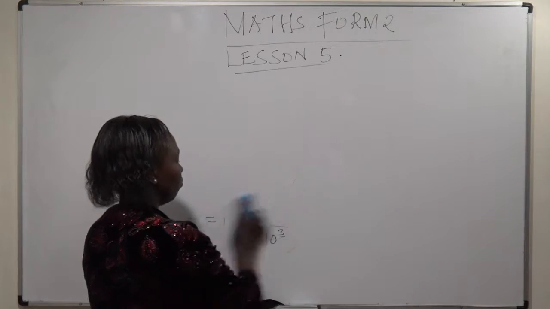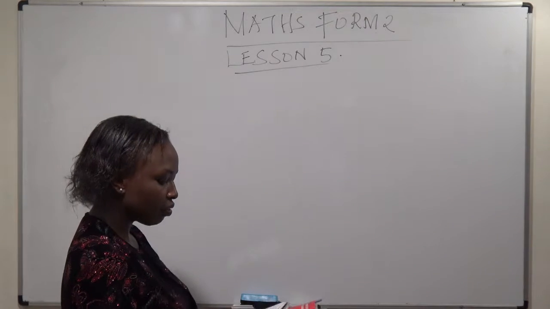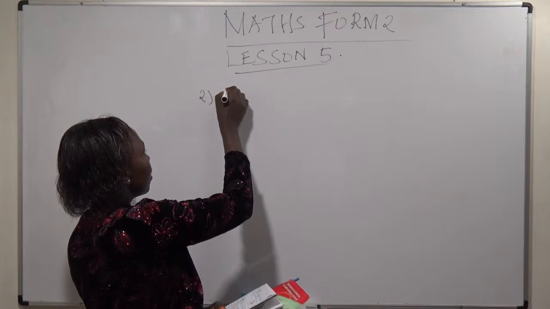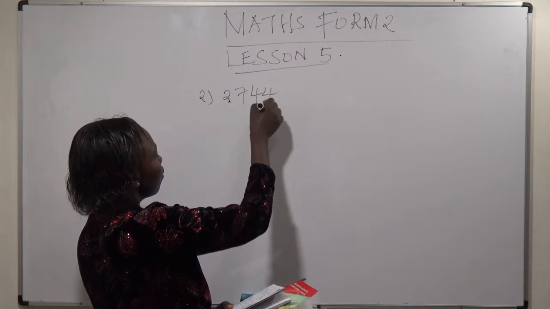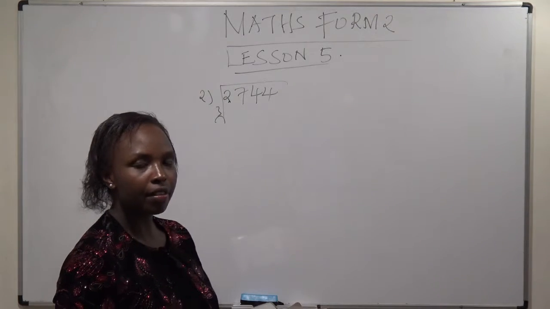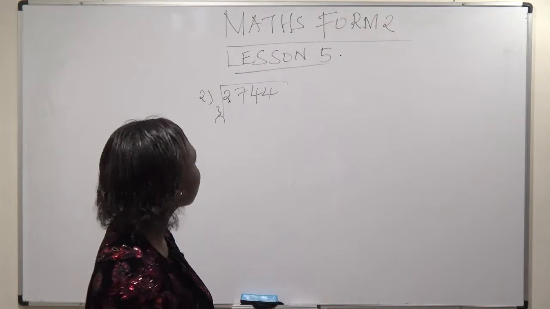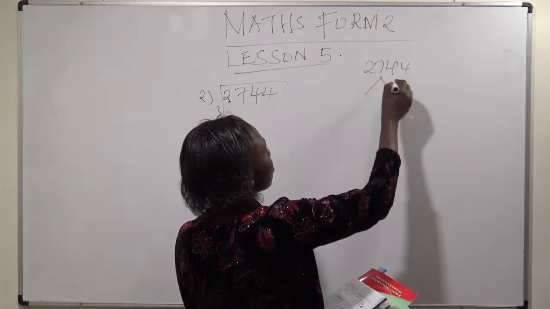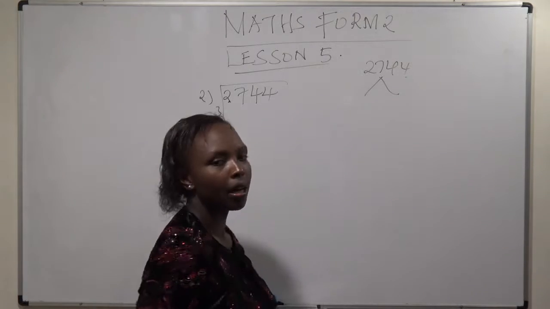The other one was: use the factor method to find the cube root of 2,744. That is, find the cube root of that number, but now using the factor method. It's also advisable to use the factor tree method. It is easier. That number is divisible by 2. Remember, we start with the smallest number that can divide that number.